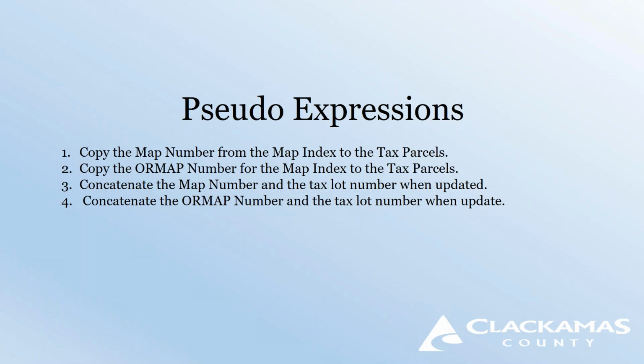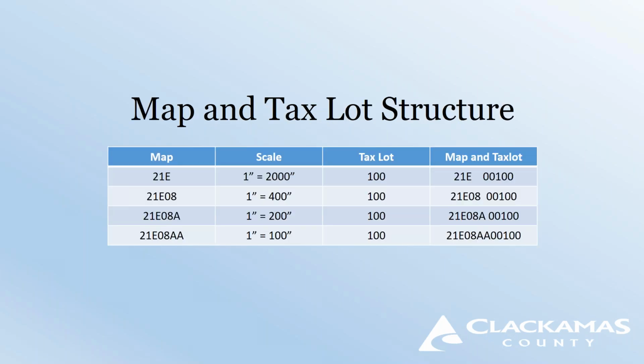To put this into perspective, this is Clackamas County's map and tax lot structure. Map and tax lot is a geocoding mechanism to identify where a parcel is located. So you have the map. We have like 21E, 21E08, 21E08A, 21E08AA. I won't go into exact details of what that looks like.